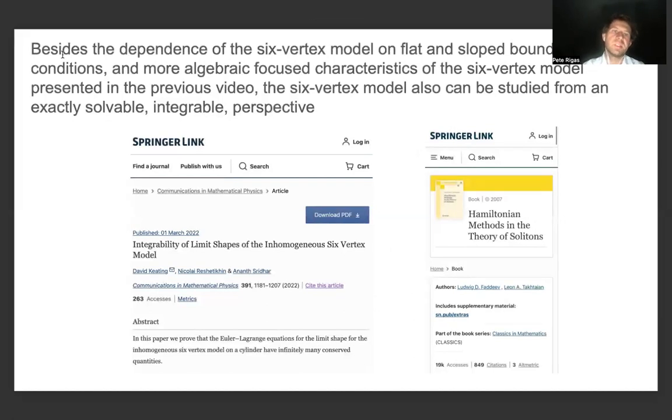So, as we've been saying, besides the dependence of the 6-vertex model on flat and slope boundary conditions like we had discussed and alluded to, many characteristics of these types of arguments for Russo, Seymour, Welsh, and other parts of the presentations, along with more algebraic focused characteristics of the six-vertex model presented in the previous video, the six-vertex model, and even the triangular ice model for the three-dimensional six-vertex model can also be studied from the exactly solvable integrable perspective.